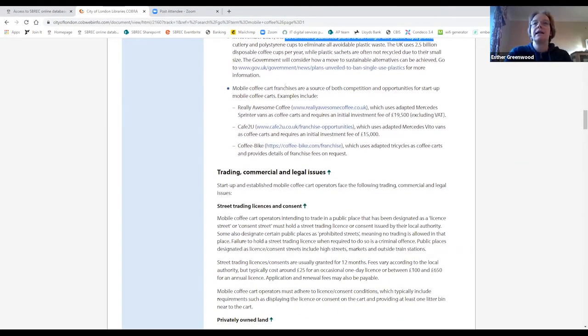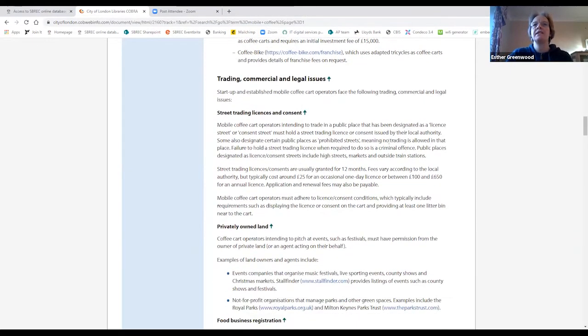There are also some links here through to franchises, should you wish to purchase a franchise. For some people, franchising is a good way of starting a business. It's not for everybody, but here it happens to mention that there are franchise operators available. So coming down a bit further, this is where we get to the trading, commercial and legal issues. And this starts to talk about the different rules and regulations that you're going to have to comply with.